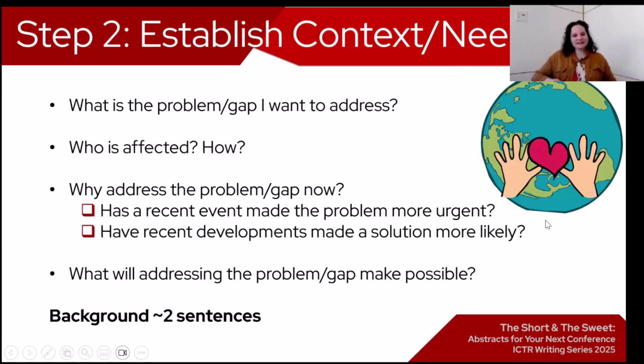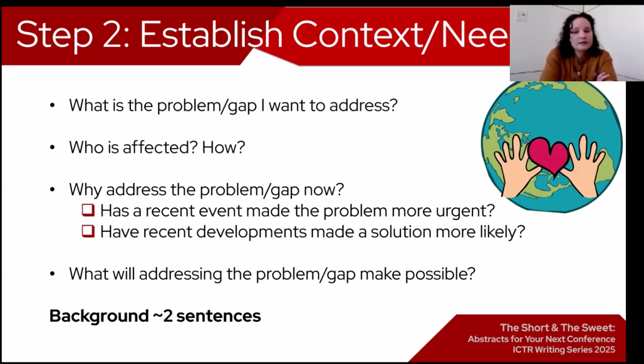Okay, so your second step, after you have your list for what your abstract needs to include or not include, then you need to establish the context or need for your presentation. So this will be addressing the questions like, what is the problem or gap I want to address? Who is affected by this gap or problem and how are they affected, and why do we need to address that problem or gap now?